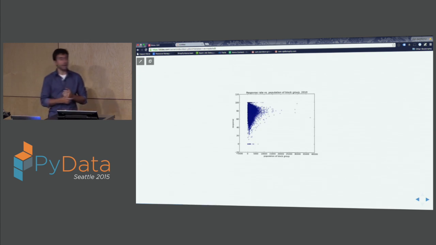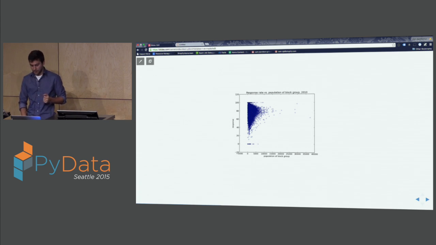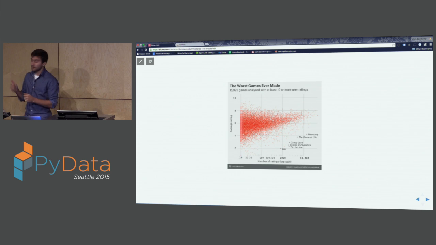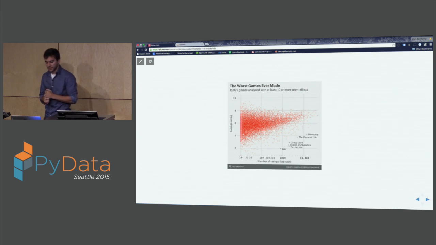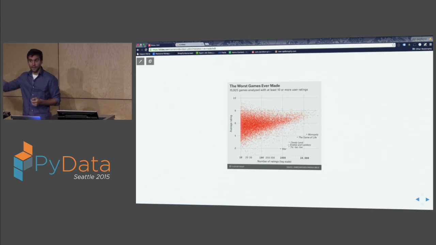So 538 yesterday actually published an article about the best and worst board games, and the data looks like this. So again, classic distribution. The y-axis is the average rating, the x-axis is the number of reviewers. This triangle distribution is classic in stats.